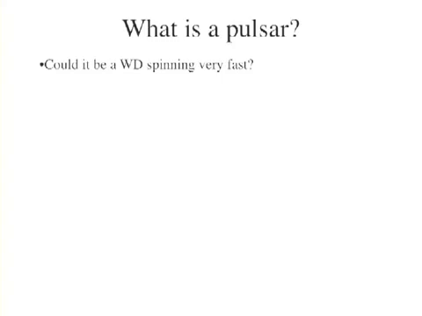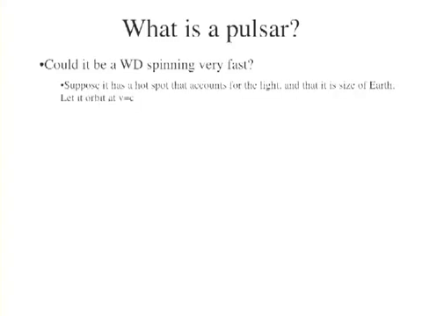Now, a neutron star is just like the electron degenerate star that we saw before of a white dwarf, in the same way that electrons have.